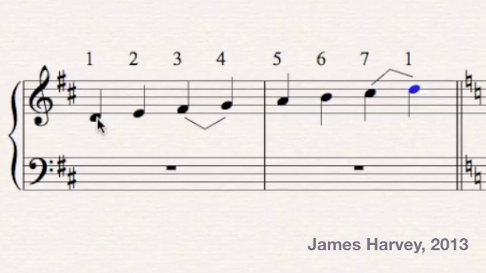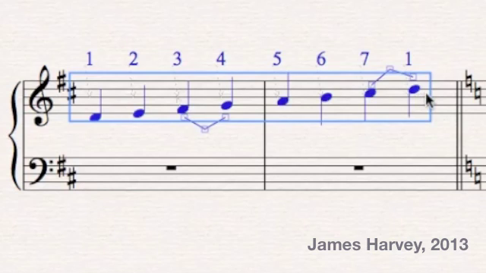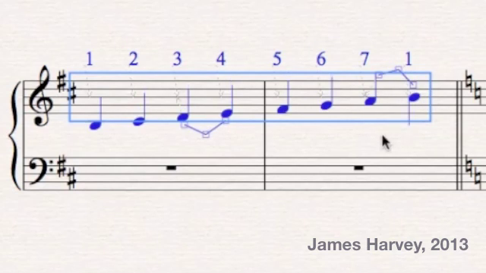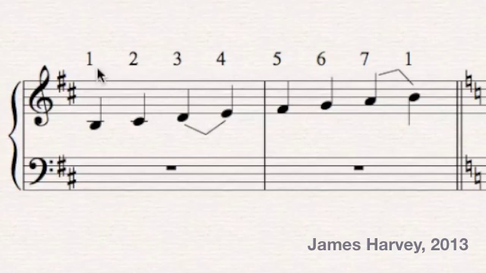And then if I do the same thing, if I take this whole scale and move it down 2 steps, this is now a B minor scale. More specifically, it's a natural minor scale because it is the naturally occurring scale that matches the key signature.